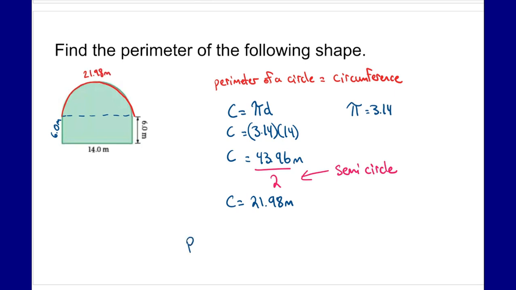Now I can find the perimeter, which is just all the sides added up. So 6 plus 21.98 plus 6 plus 14. In the end, I get 6 plus 6 plus 14 plus 21.98, which is 47.98 meters for our perimeter. So this one we had to do a small calculation beforehand to figure out the circumference of a semicircle, which I could then add to all the other sides to find the perimeter of this composite shape.